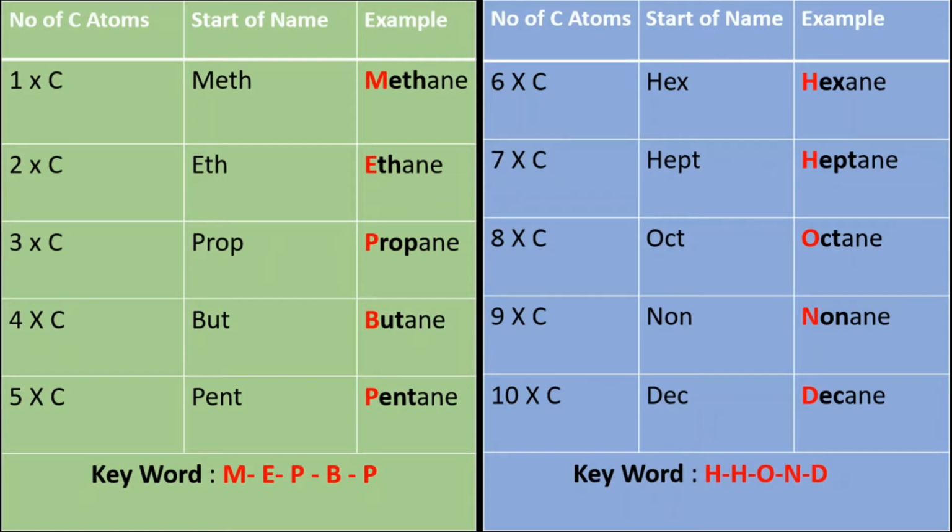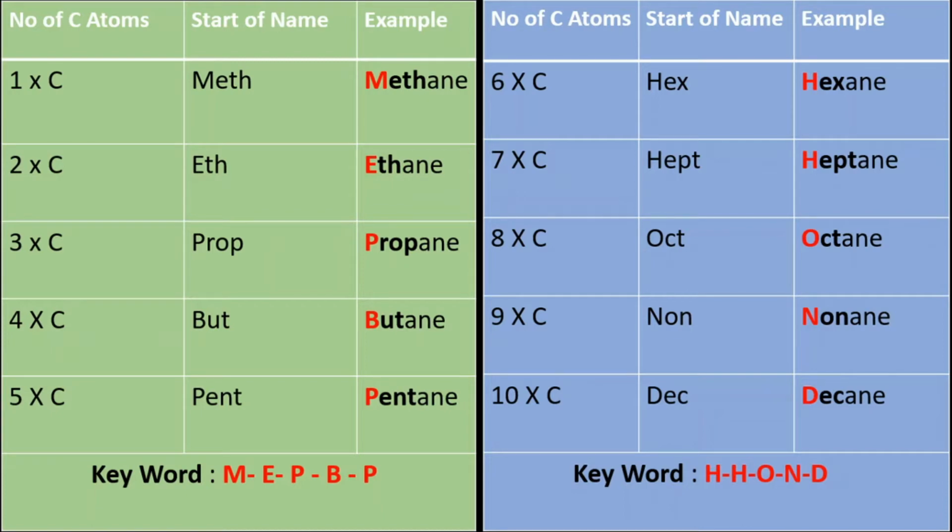If we have 5 carbon atoms in the organic compound, the name of the organic compound will start with the word pent. I hope this part of the video is clear to you now. I also have given some keywords for your understanding and learning. The keyword is MAP-BP. It will help you to understand and learn these 5 words. Here, these are words which are just created for your understanding. You can make your own keywords for your own understanding as well.